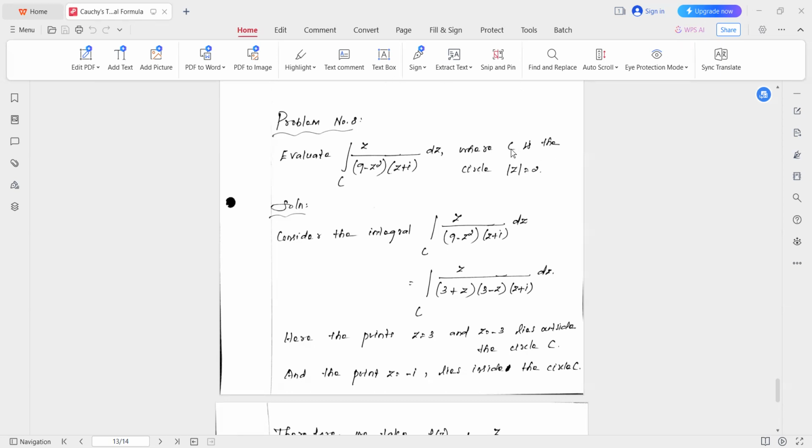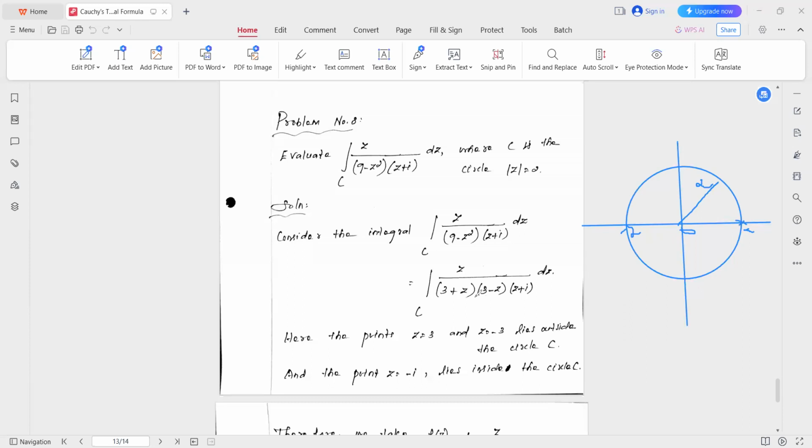Note that the circle is given as modulus of z equal to 2. That is, it is a circle with center 0 and radius 2. This is the y-axis and this is the x-axis, and it is our simple closed curve with center 0 and radius 2. So this is 2 and this is minus 2.